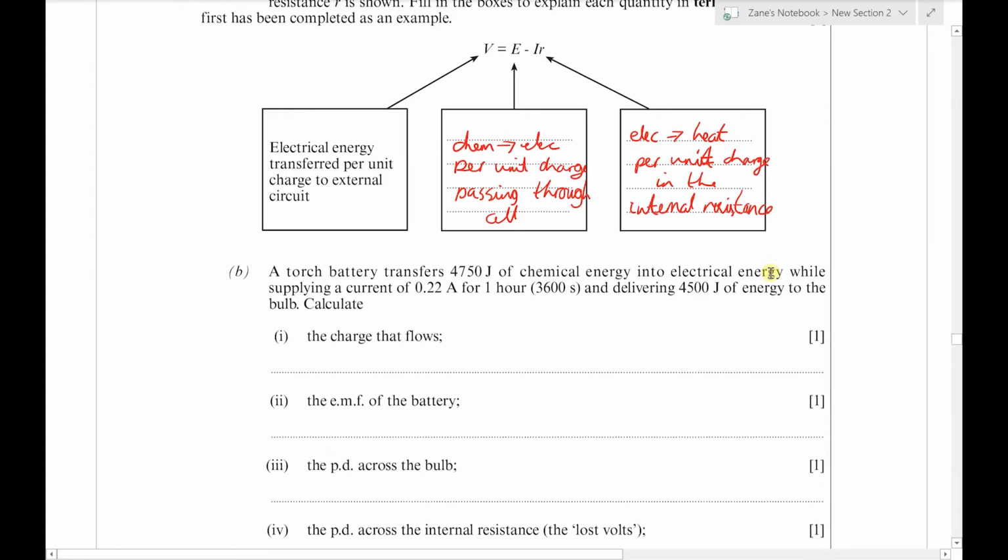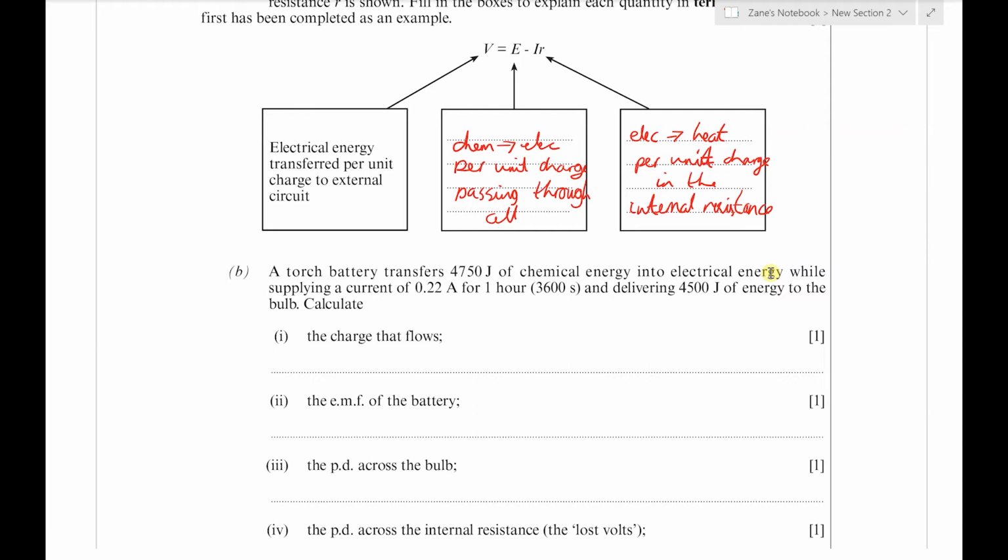Next, we're told that a torch battery transfers 4,750 joules of chemical energy into electrical energy while supplying a current of 0.22 amps for 1 hour or 3,600 seconds. And it delivers 4,500 joules of energy to the bulb. We've got to calculate the charge that flows.